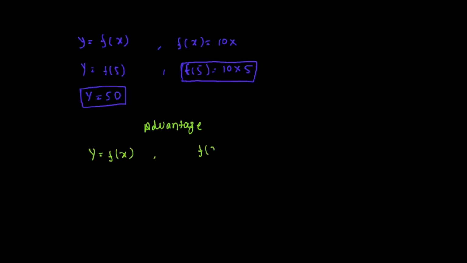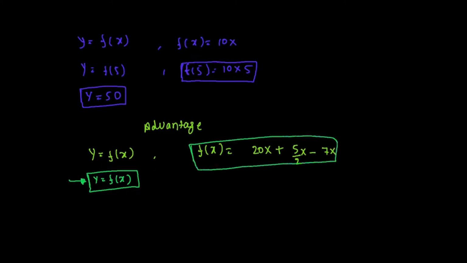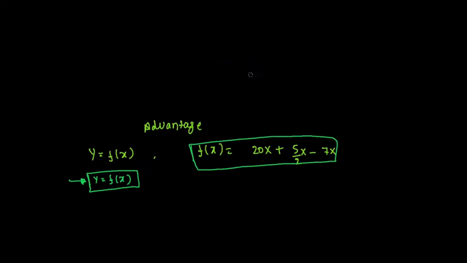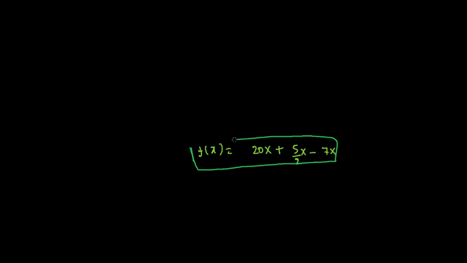What is the advantage if I write it in this form? If tomorrow someone changes f of x to something else, like 20x plus 5 by 2x minus 7x, your y equal to f of x still remains same. Means you need not change this piece of code. If this didn't make sense to you, let us understand the same concept with a coding example.